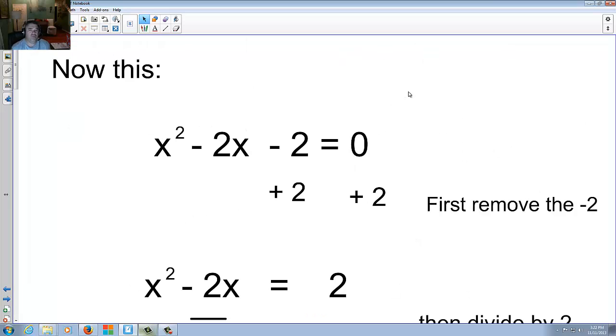Now this. X squared minus 2x minus 2 equals 0. In this case, even though everything is on the one side, we're going to move it anyway. We're going to get rid of that one piece because negative 2 does not fit. Since negative 2 does not fit, we simply don't want it around. So, instead of minus 2, we're going to add 2. Add 2 to one side, add 2 to the other. So we'll do that right here.